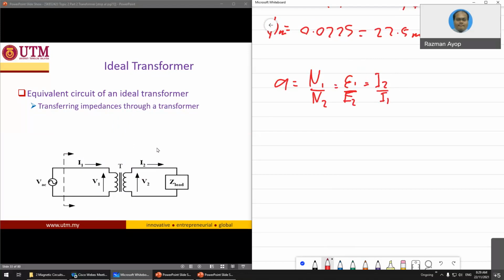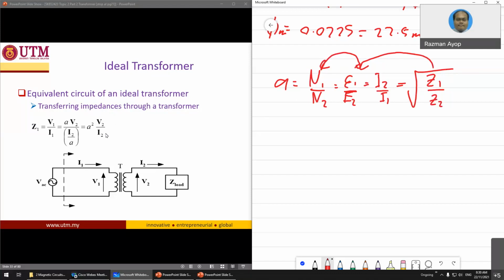So impedance is a little bit different. If you can see here, you have to put a square root of Z1 divided by Z2. You can see here it follows this one and this one, but you have to put a square root. So this is the relationship for the impedance.